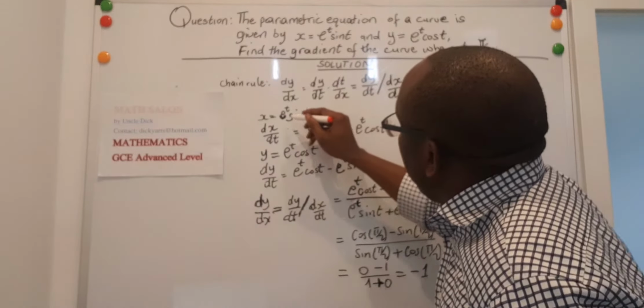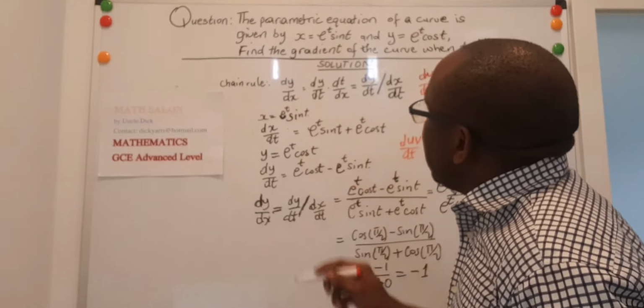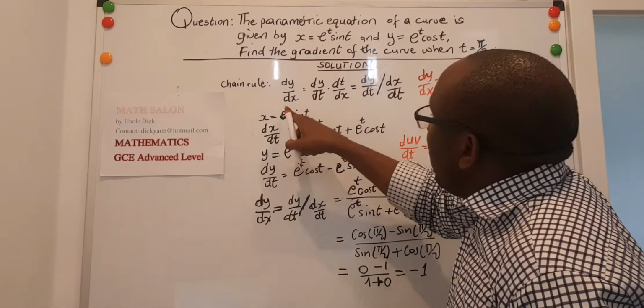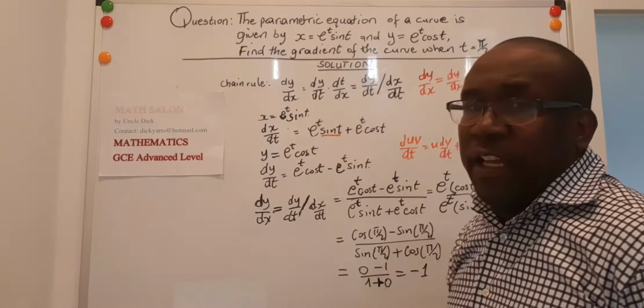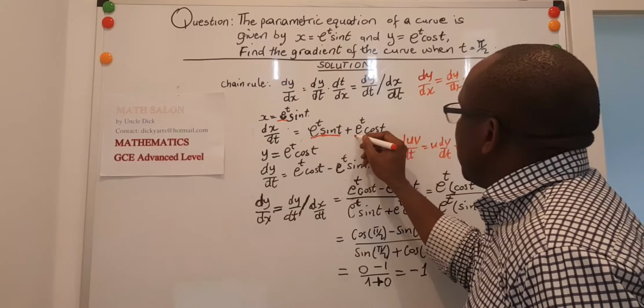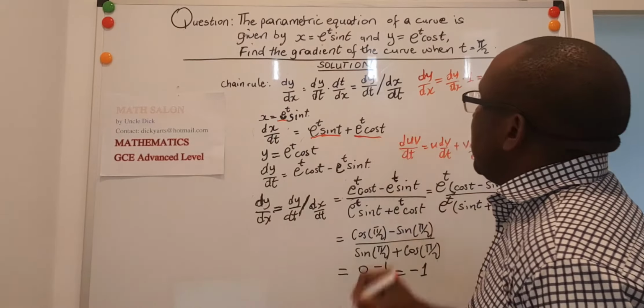So here I have two functions, e to the t and sine t. To differentiate, I first hold sine t and differentiate e to the t. The derivative of e to the t is e to the t. So that one is done. Then I hold e to the t constant and differentiate sine t, and that is cos t. This is done. My y is given as e to the t cos t. So I will do a similar thing. I hold the cos part and differentiate e to the t, and it's e to the t as before. So e to the t cos t. Then I hold e to the t and differentiate cos t, and that is minus sine t.